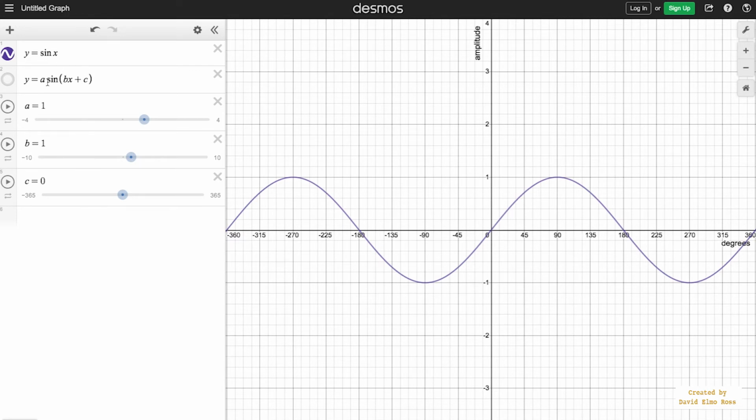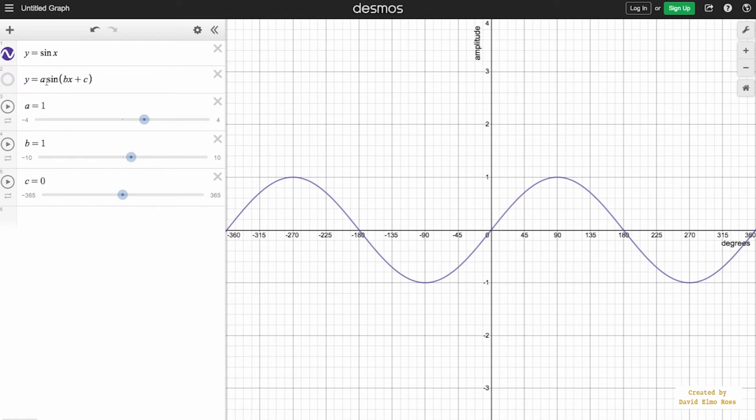Let's take a look at this one. Now I've made some changes here, so please be aware. I've made a go from minus 4 to positive 4 to fit within here for our amplitude. So make sure you make that adjustment for a when you set up this equation. Also for b, B just goes minus 10 to plus 10, which is fine. Just leave those defaults. But for c, go minus 365 to positive 365. Make sure these are originally 1, 1, and 0.